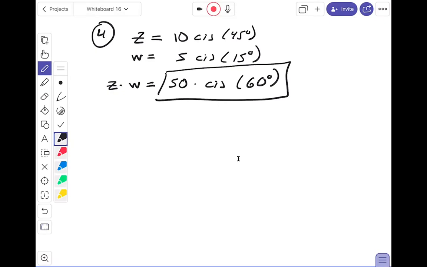If you want to write down the a plus bi, you can do that for that one because the cosine of 60 degrees is easy to evaluate. All right, let's do the next one. And again, I should look at the answer key. Let's see if they got that. Yeah, we did it. All right, let's go to number 5.